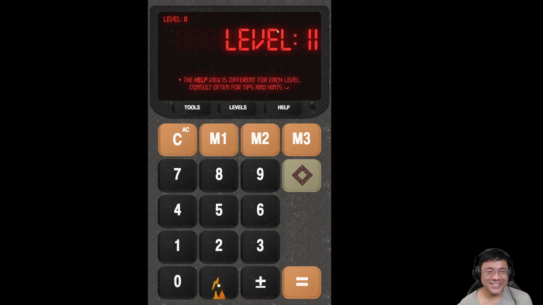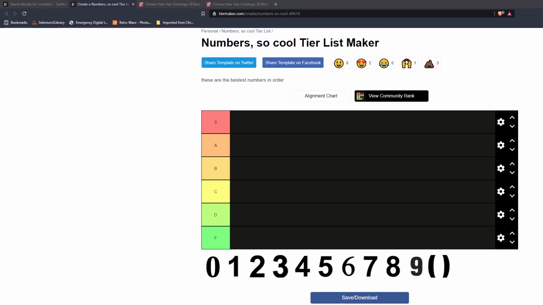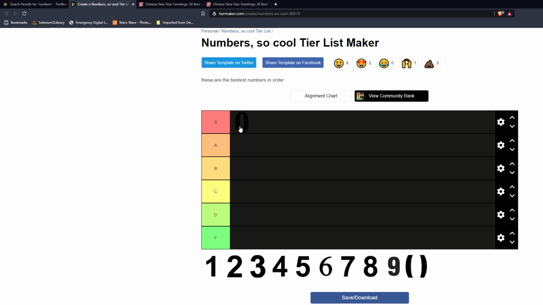All right. Well, let's talk about digits really quick. I'm curious. This is the real part of this stream. So let me bring this up. All right, so I have the tier maker here for numbers. So here's my theory. 0 is S tier, right? Because 0 is like amazing.